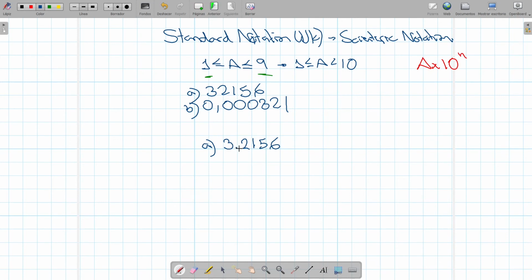Okay, so 3.2156, and I have moved 1, 2, 3, 4 decimal places to the left. Okay, so when we move to the left, it's positive. You can always see if you've done it correctly, because if you multiply 3.2156 times 10,000, which is this, you obtain 1, 2, 3, 4, the same number.